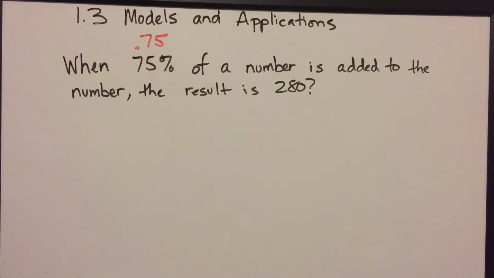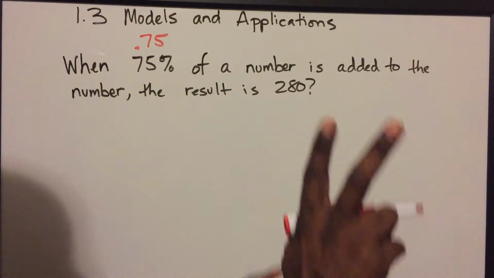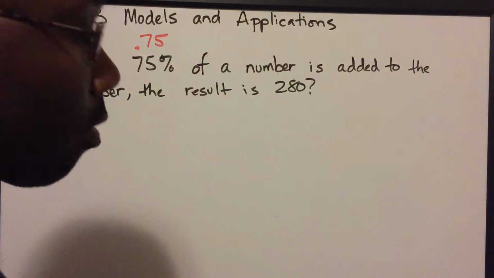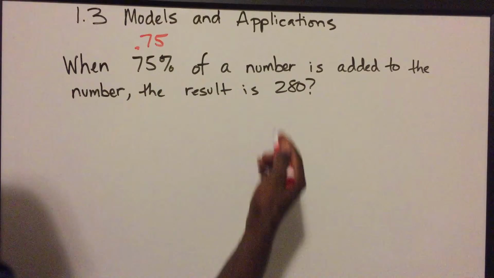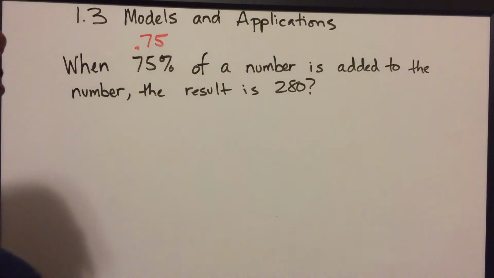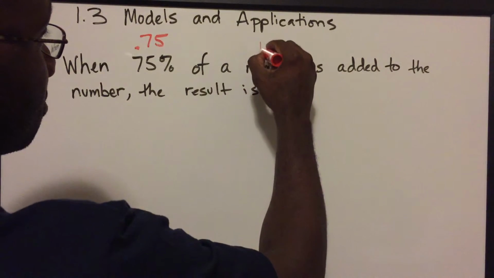Now, when 75% of a number, we do not know what this number is that this equation is talking about. So we can put anything up there except a number, such as a variable. That's the correct thing to put up there. It can be a letter from A to Z. It can be whatever you want it to be except a number, because the problem does not tell you what this number is. That's for us to figure out. So let's just use n as our number.